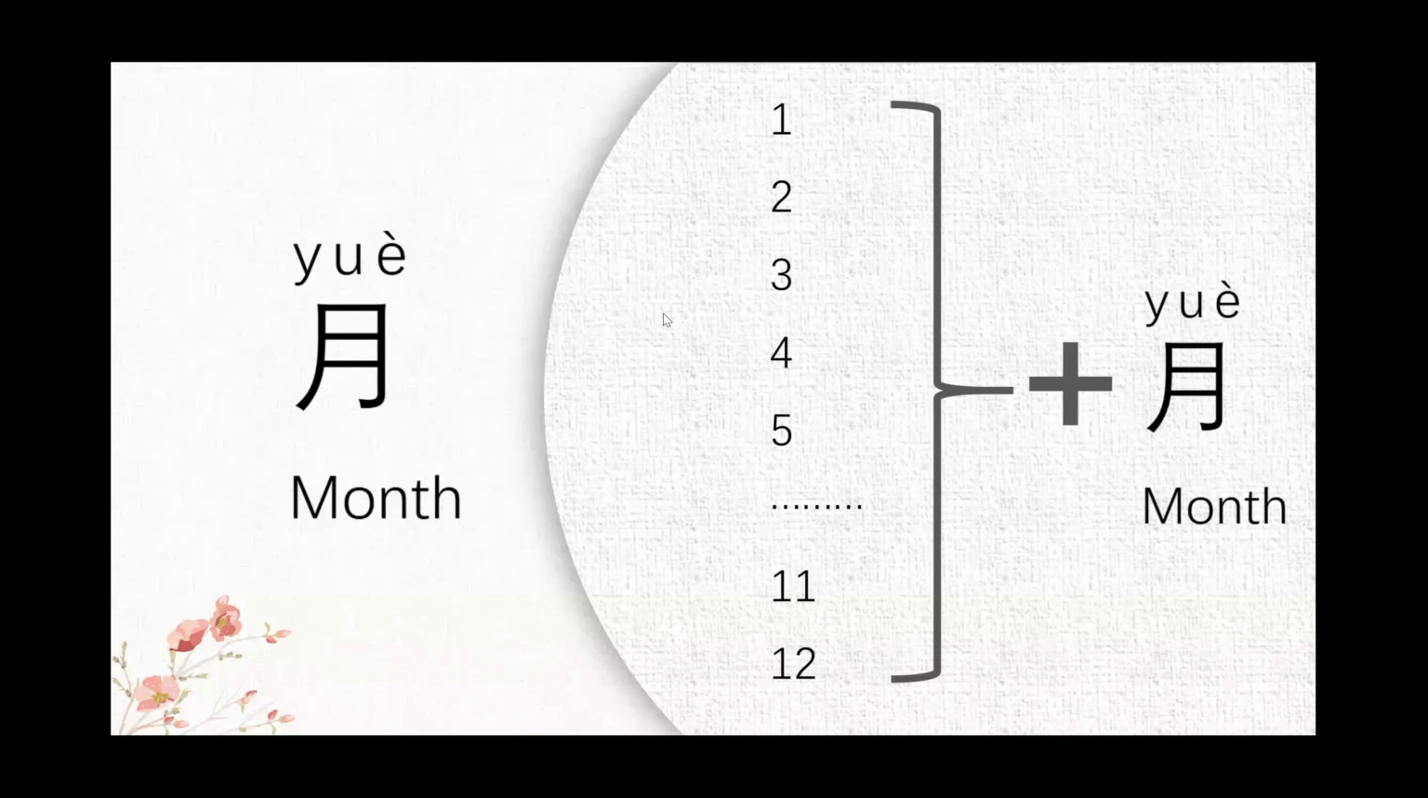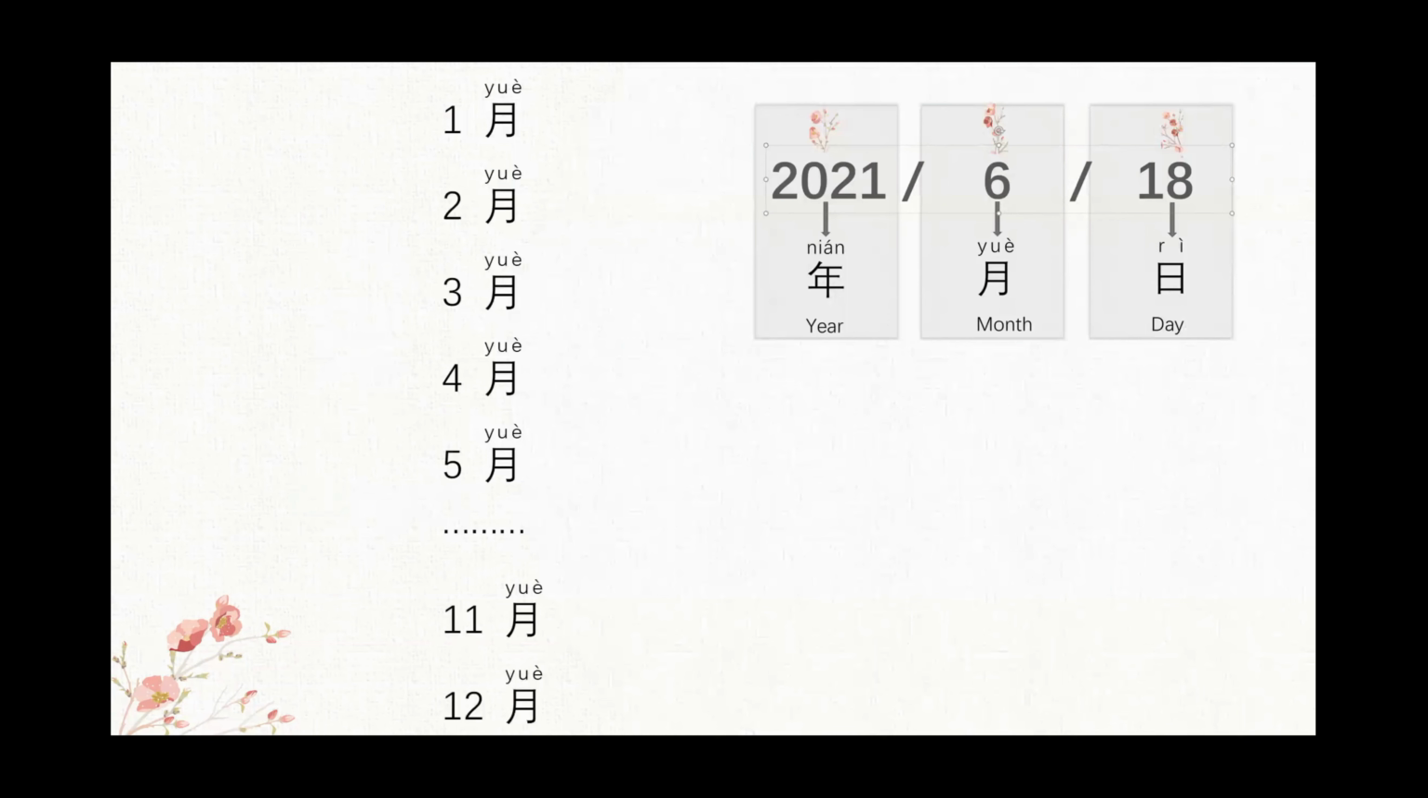Okay, so now if I ask when is your birthday? If it is May, you can tell me 5月, right? Number 5 plus 月. So now let's go to the next page. You will see how to say the months and the date together.